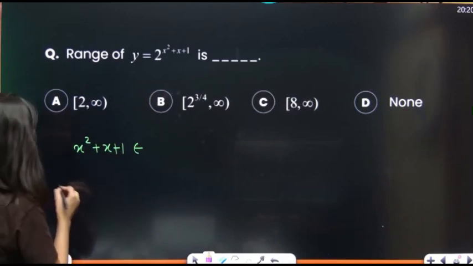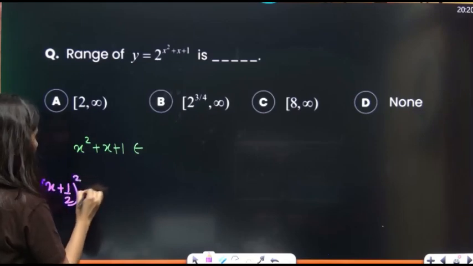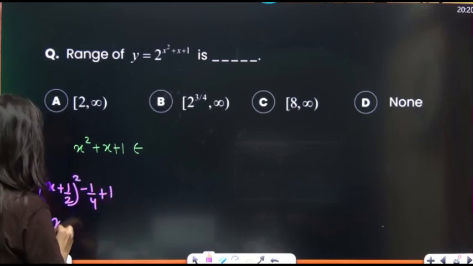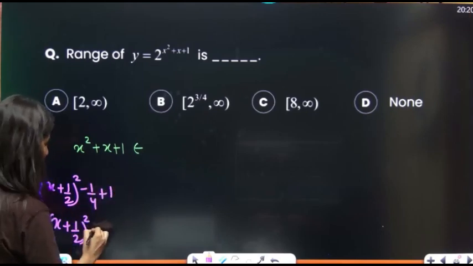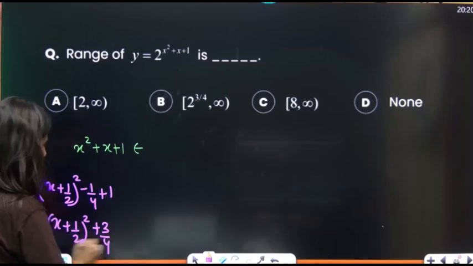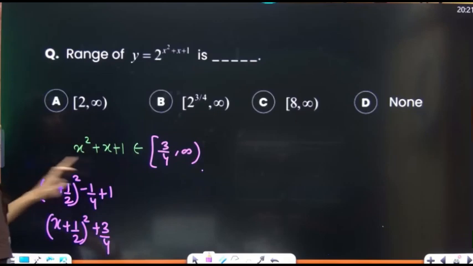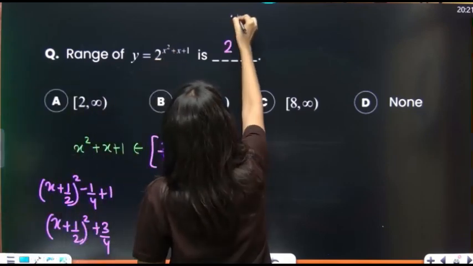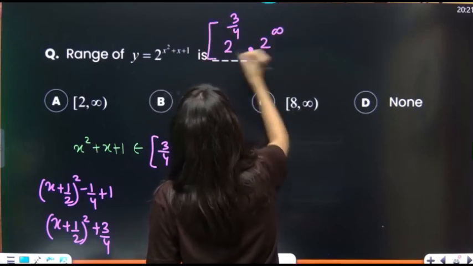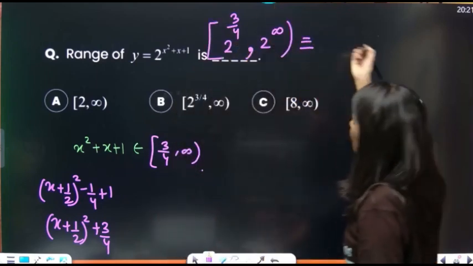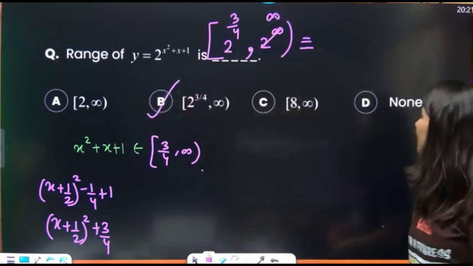So x square plus x plus 1. Okay, so (x plus 1/2) whole square minus 1/4 plus 1. (x plus 1/2) whole square, and this is minus 1 plus 4, so 3/4. The range is 3/4 to infinity. Yes or no, everybody? If you put 2 raised to power 3/4 to 2 raised to power infinity, that is your range, including this. If you solve it, 2 raised to power 3/4 to 2 raised to power infinity is actually infinity. Option B is absolutely correct.